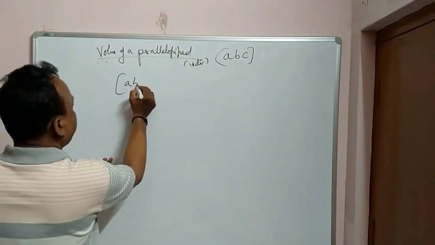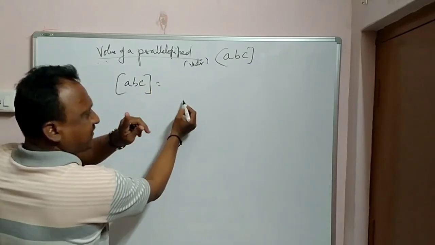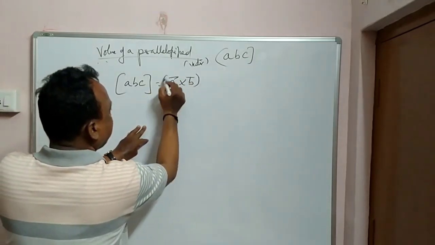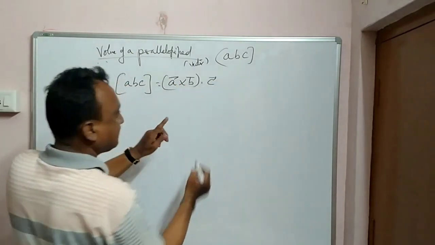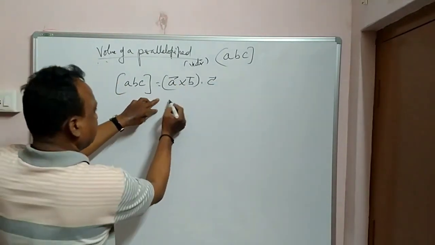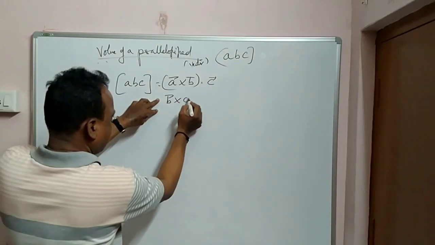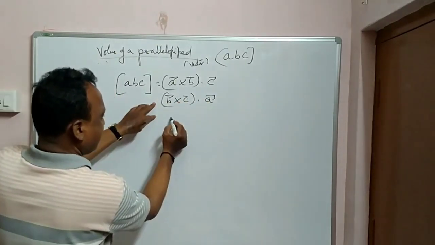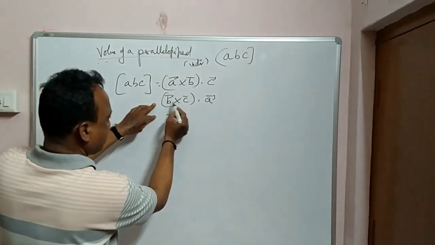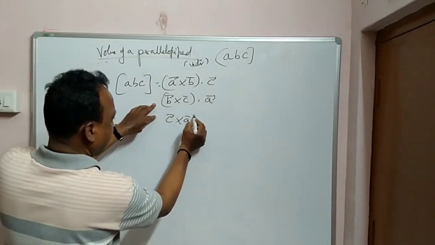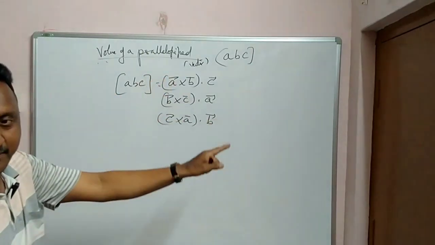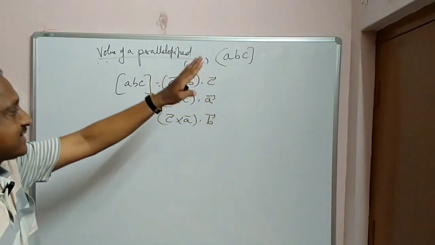Box ABC I can write as first method A cross B dot C. Next, B cross C. What will come next term? A. C cross A. What will be the term here? B vector. So box ABC you can verify in any way, you will get the same value.